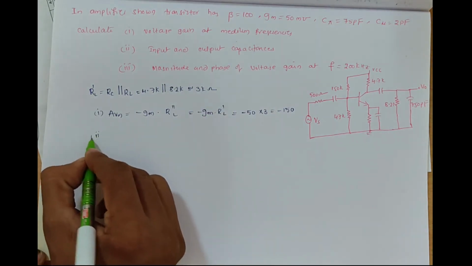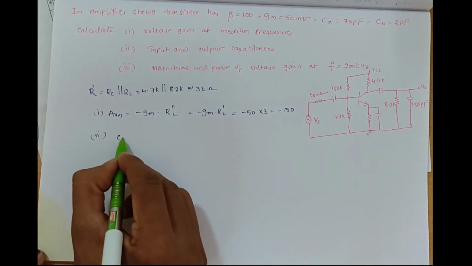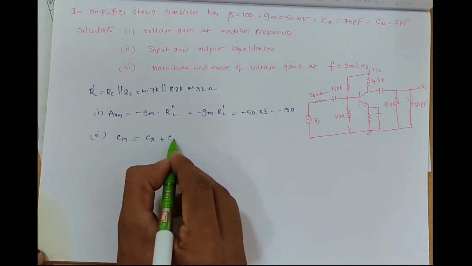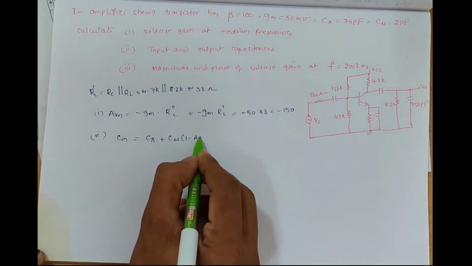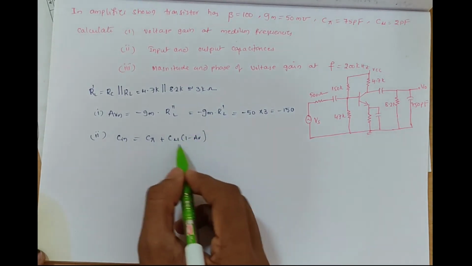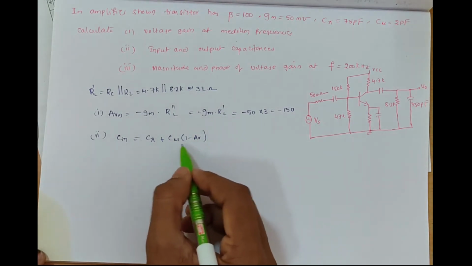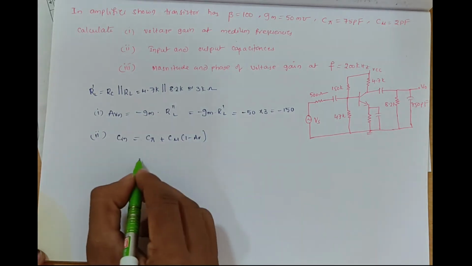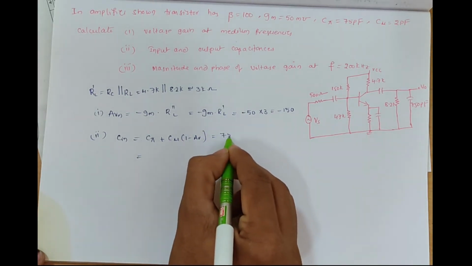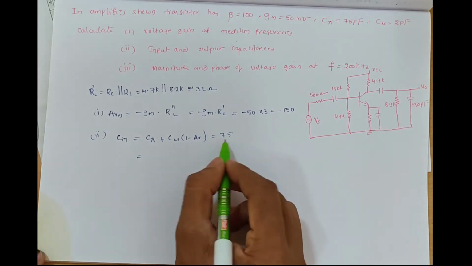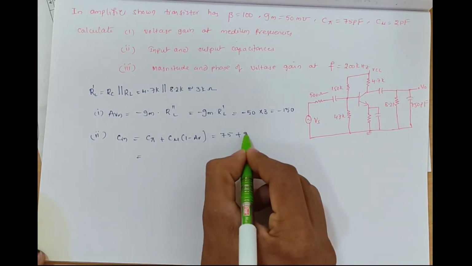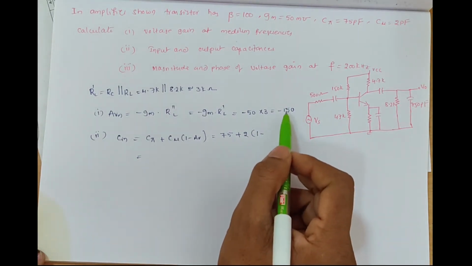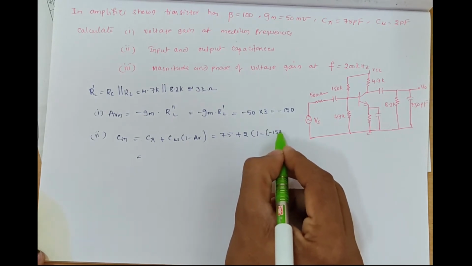Next we need to calculate the input capacitance C in. We know input capacitance equals C pi plus C mu into 1 minus AV. It is nothing but Miller capacitance at the input side. From this, C pi equals 75 picofarad. All the values will be in picofarad, so I am writing 75 plus C mu is 2 and 1 minus AV. AV is nothing but the mid frequency voltage gain only, so minus of minus becomes plus.